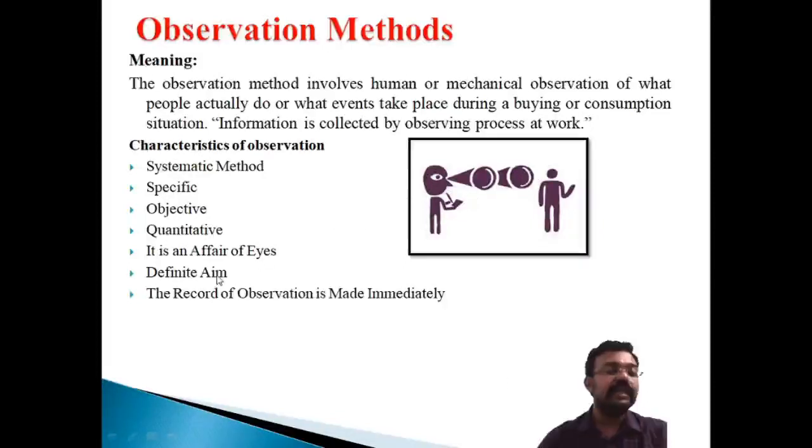And it has a definite aim. The aim is a very important element of observation. And the last one is that the observation is recorded immediately, so you can easily record the facts and findings through observation. These are the important characteristics of observation: a systematic method, specific objectives, quantitative measure, affair of the eyes, a definite aim, and recording the observation immediately.